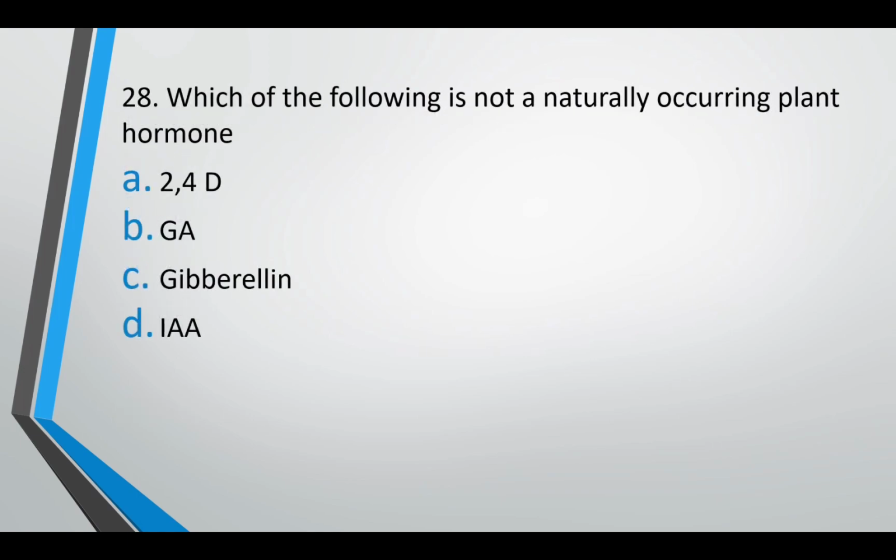Which one of the following is not a naturally occurring hormone in plants? 2,4-D, GA, gibberellin, IAA. Correct answer is option A, 2,4-D.